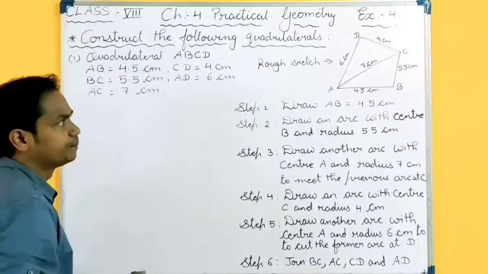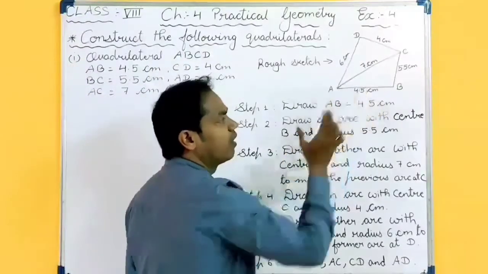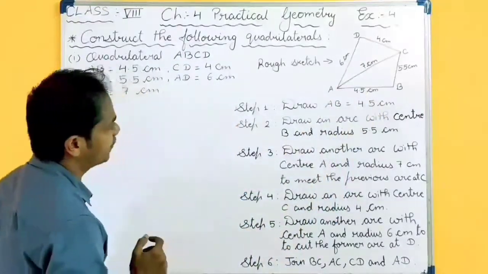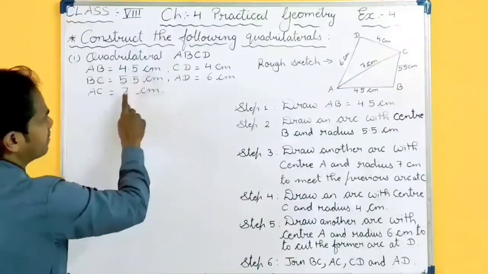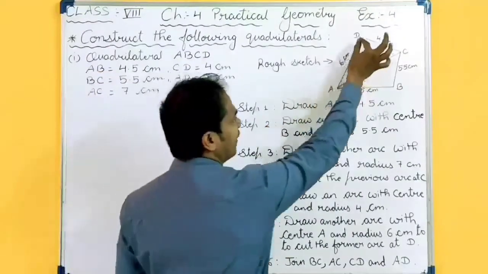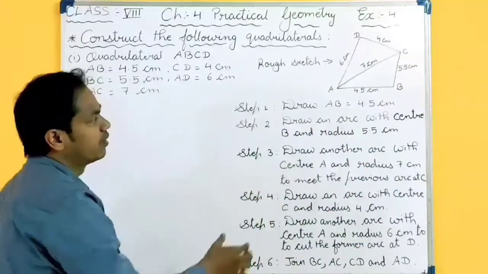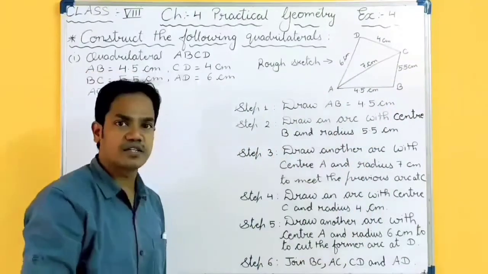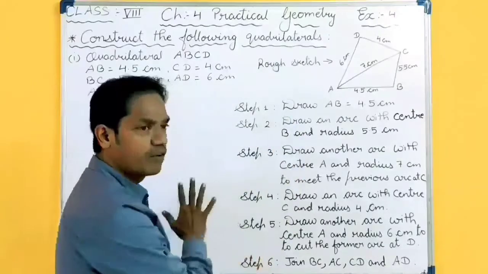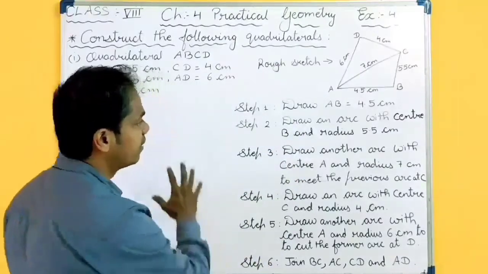quadrilateral ABCD. So here first I have drawn a rough sketch of quadrilateral ABCD. Here some measurements are given. With rough hand I have drawn this. Okay, I have written some steps also. These are the steps of construction. With the help of these steps we will construct the quadrilateral.